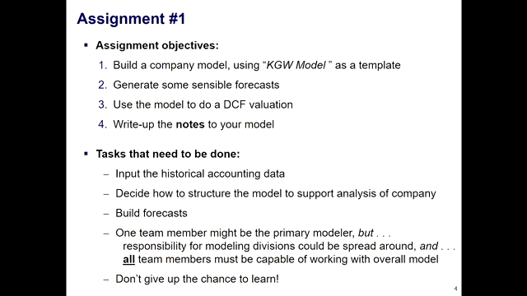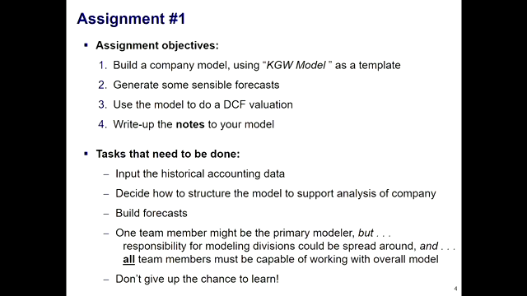For instance, if you have a background in marketing or business management, you are perfectly positioned to do the forecasting and also the writing up of the reports in assignment 2. So understand the strength of each of the members within your group. Then you assign the tasks.